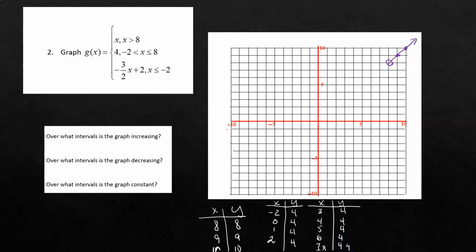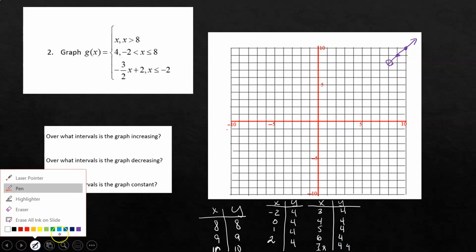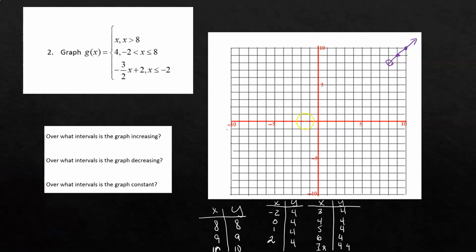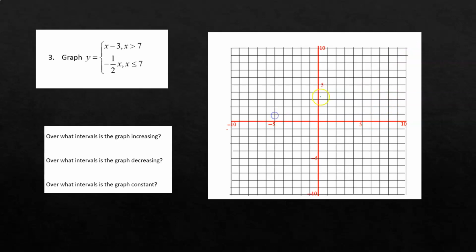So when we graph that, we're going to start at -2, 4, which is here. It's going to be an open dot here, and we're going to go all the way to 8, 4, which is here. And we have our horizontal line.